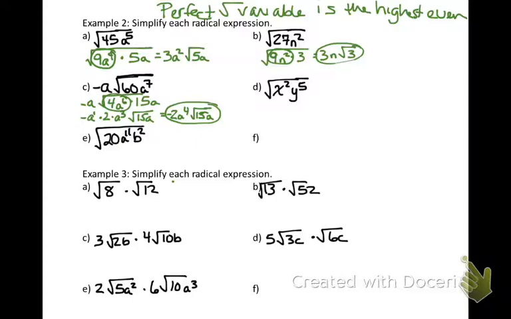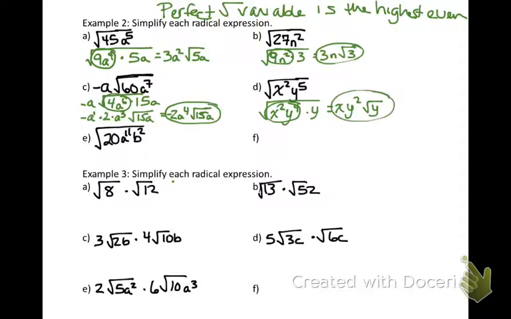Okay, D. This time it has no numbers, so all you have to do is just talk about the variables. So the highest even number for x would be x squared, and the highest even for y to the 5th would be y to the 4th times y, because I still have that one y left over. So then I break up the perfect square, so the square root of x squared is x, and the square root of y to the 4th is y squared. And then square root of y is left over.